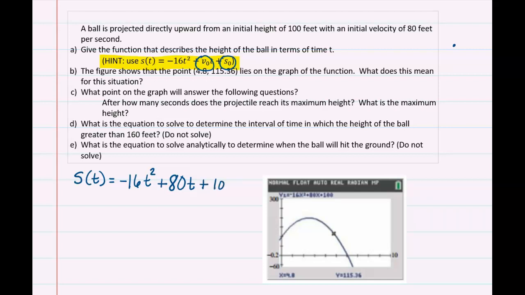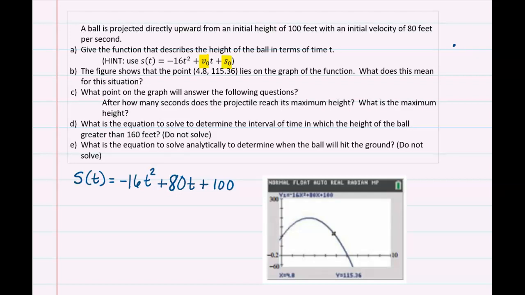and then s of 0 is our initial height of 100 feet. Now for my classes I will just go ahead and give you this equation, but I wanted to make sure you understood that it was coming from physics and what those little knots meant. In other words, the v naught is the initial velocity and s naught is equal to the initial height. Okay, so let's talk about that.